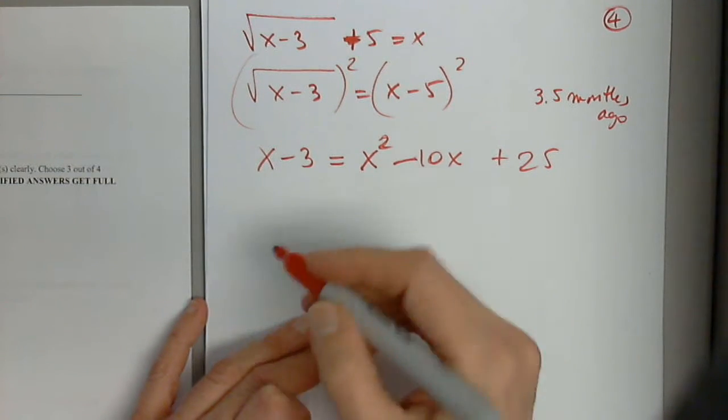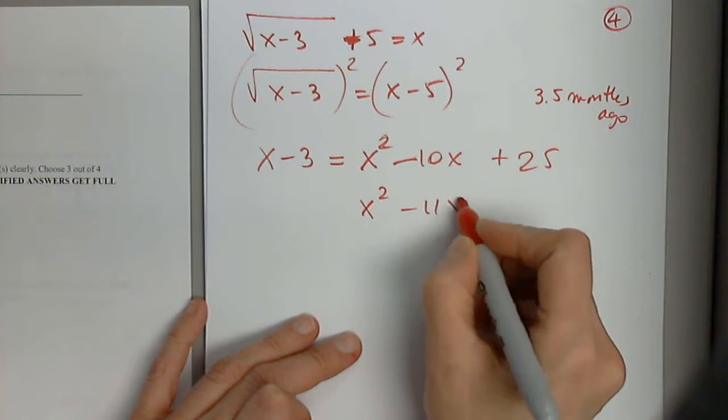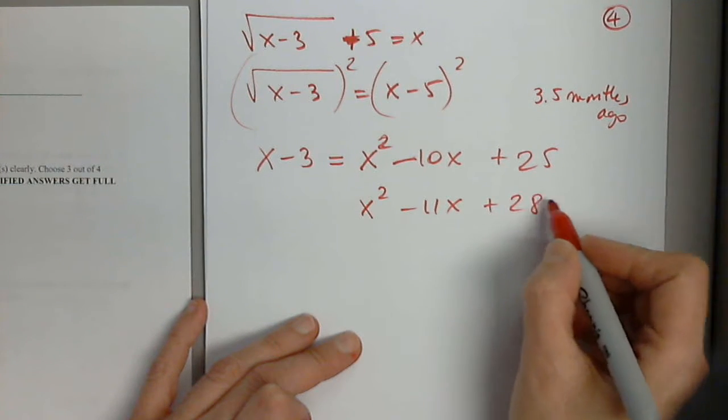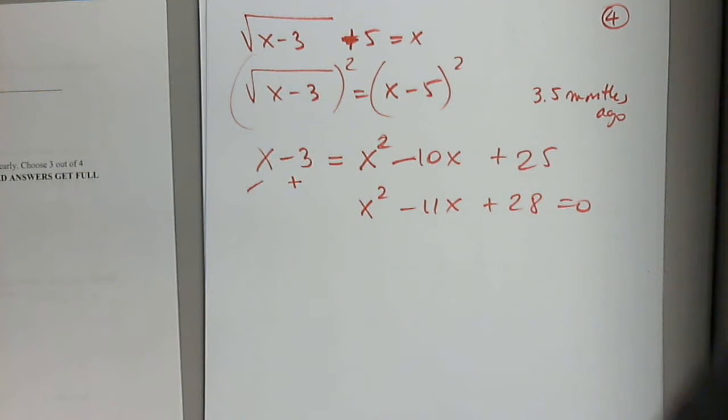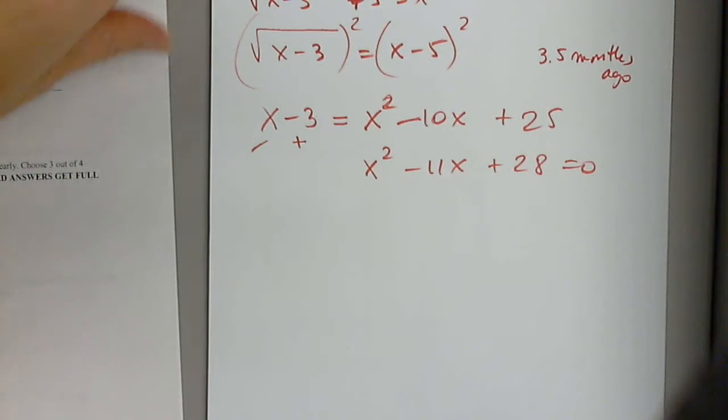Good. Quadratic, move terms around. x squared minus 11x plus 28 equals 0. I subtract x and I add 3. And now we are connected forever. We spent 3.5 months together.